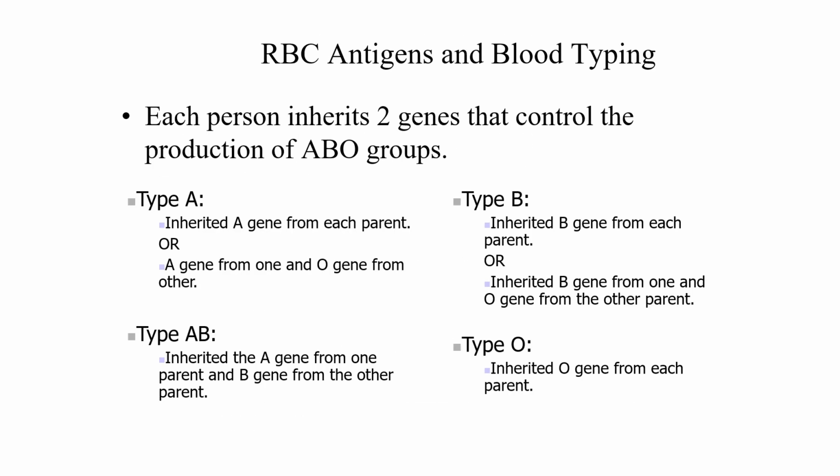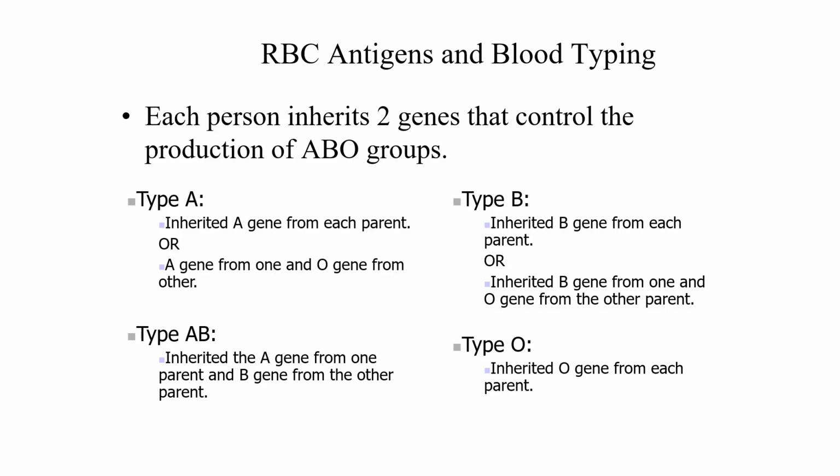So how do we determine blood types? Each person is going to inherit 2 genes, one from mom and one from dad, that control the production of our ABO groups, okay? So if you have type A blood, you either inherited the A gene from both mom and dad, or you inherited the A gene from mom and the O gene from dad, okay? If you have type B blood, that means you either inherited B genes from both parents, or one parent had the B gene and one parent had the O gene.